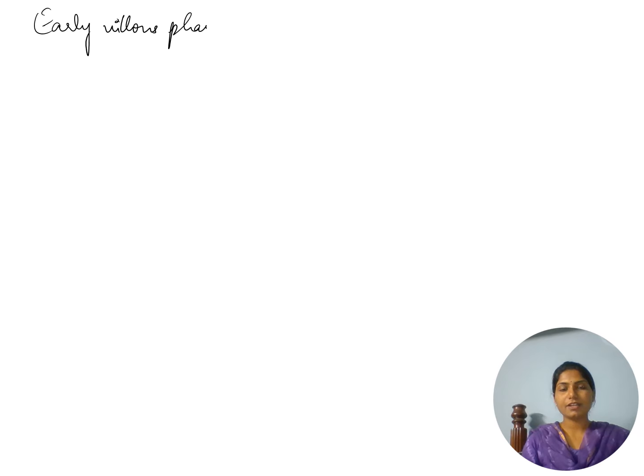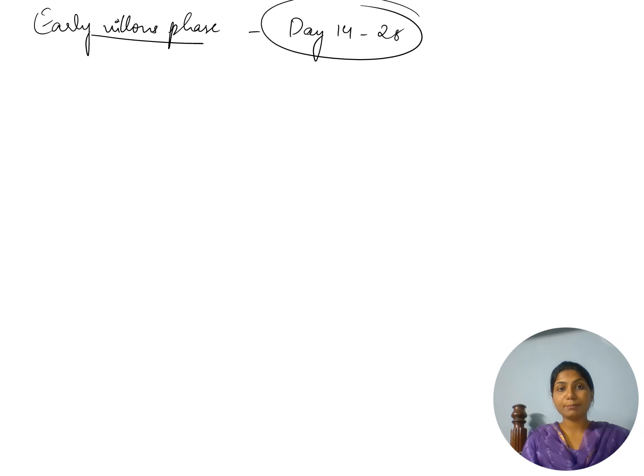So next we have to move to the next phase. After the pre-lacunar and lacunar phase, till day 13 or day 14, comes something called the early villus phase. So what do we mean by the early villus phase? It is between day 14 and day 28. This is a very important period after fertilization, and it is very important for the formation of the villus structure.